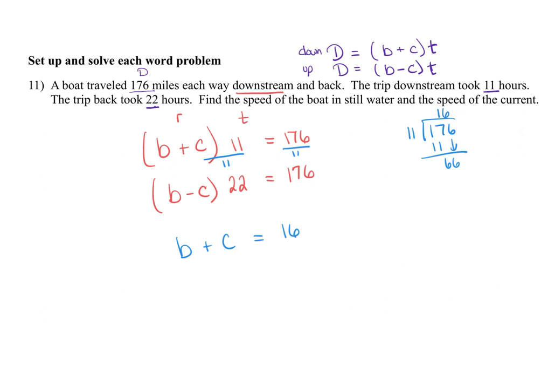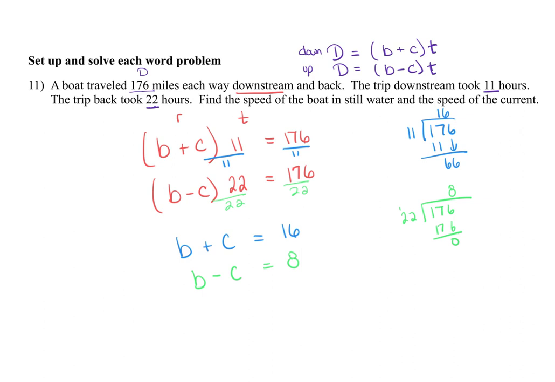Same thing with the 22. Divide by 22. And in this case, even if you don't see it, it's going to be fairly simple because we just divided by 11. So 22 actually goes in half as many times. So the B minus C is going to equal 8.